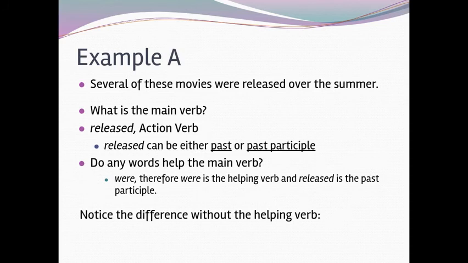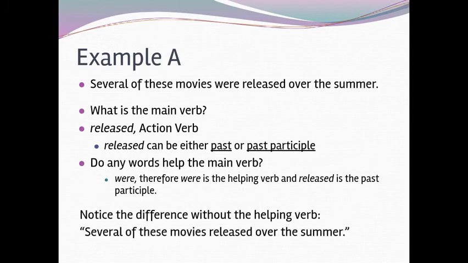Notice the difference in the sentence if you don't include the helping verb were. Several of these movies released over the summer. Well, what did they release? The meaning changed. In fact, we use the term the voice of the sentence has changed because the helping verb's not there. It changes our understanding. It also changes the function of the sentence, what it's trying to say and how it's trying to say it. Helping verbs do serve an important function.